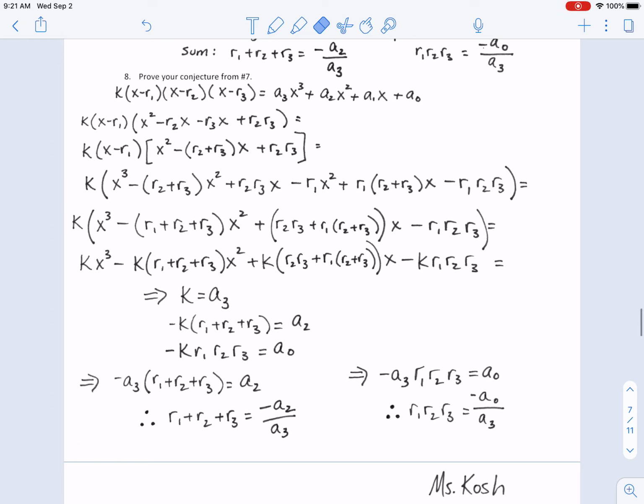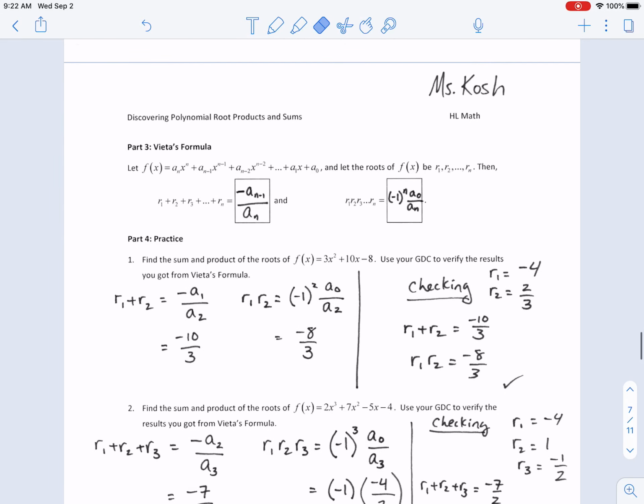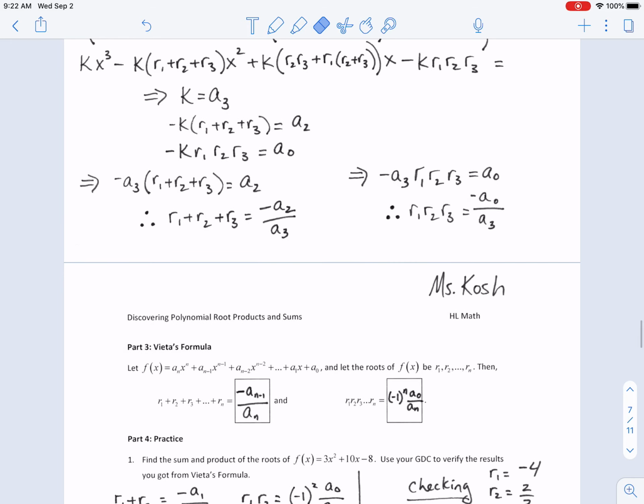So I foiled everything out. It got a little tedious. Hopefully you tried to work through this on your own. I think that that's an important skill for HL Math. And then what we do is we can extend this out. Let me just stop here. We can extend this out to this Vieta's formula.